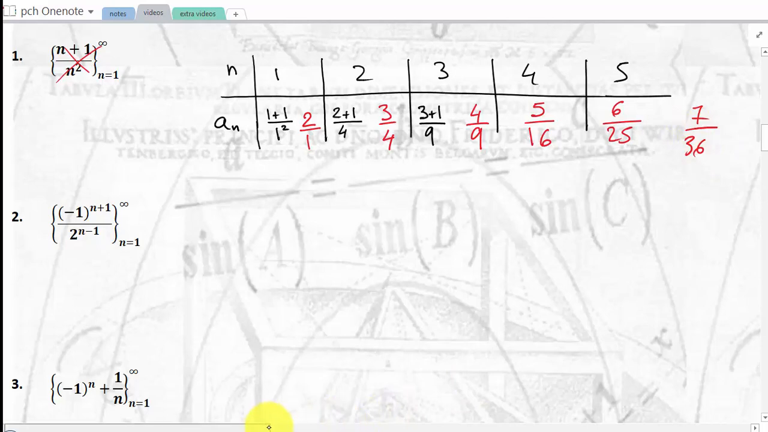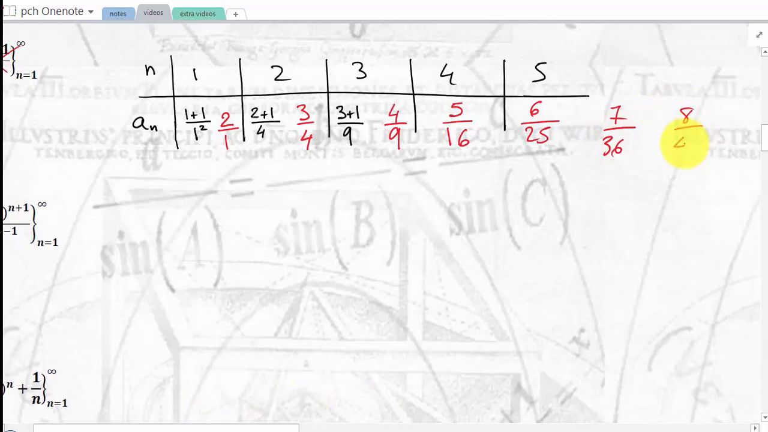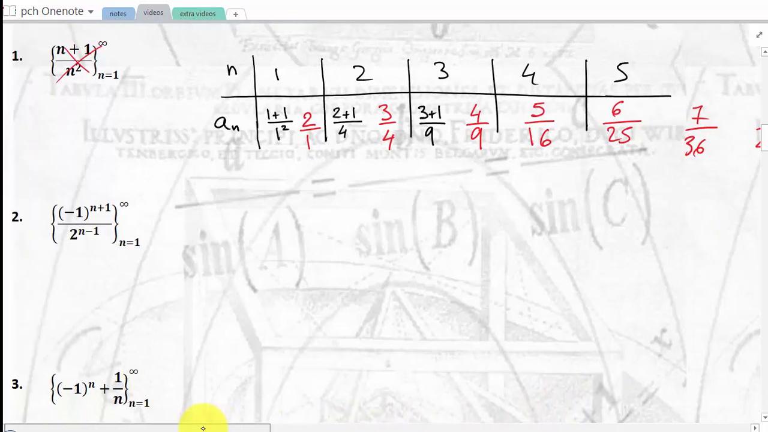And the next one would be 8 over 49, and so on, right? We have a pretty good understanding of what's going on now. All right, you're going to do number 2 and number 3. Let me do number 4. Okay, so this one seems to be a little bit more complicated.